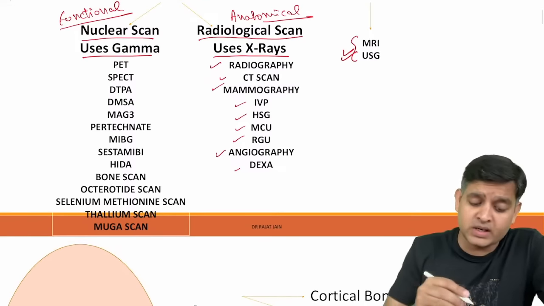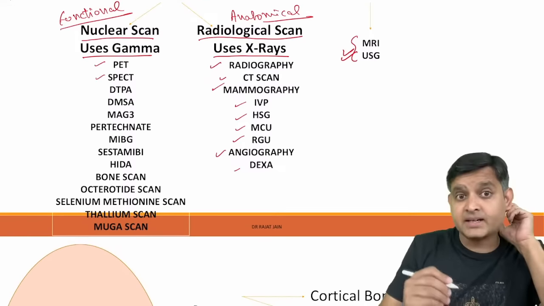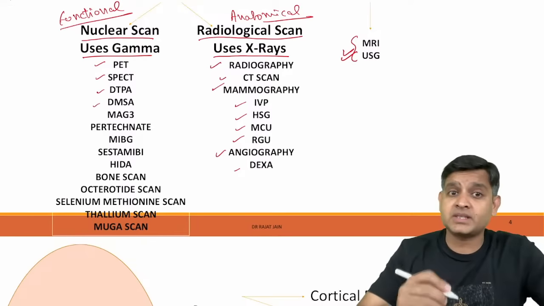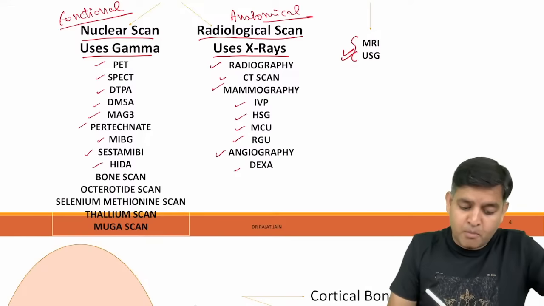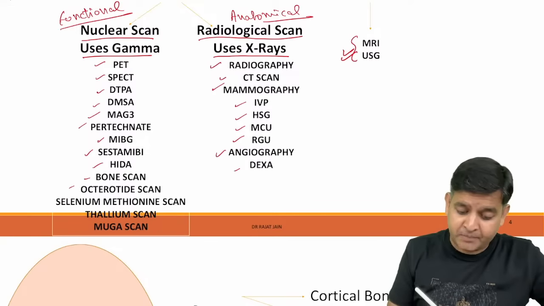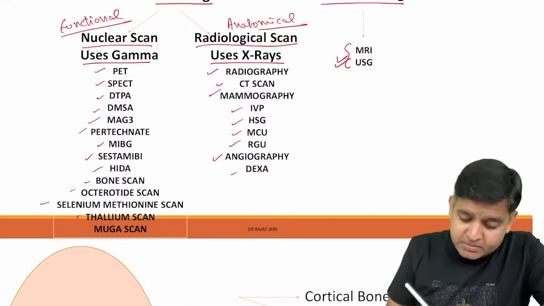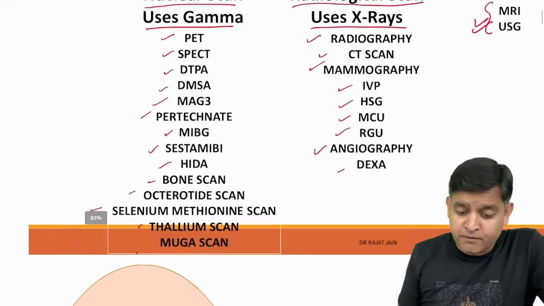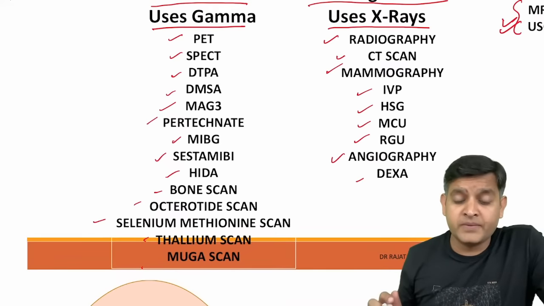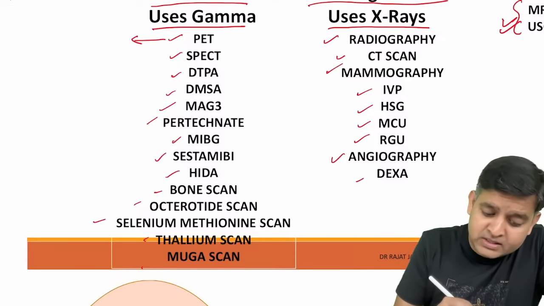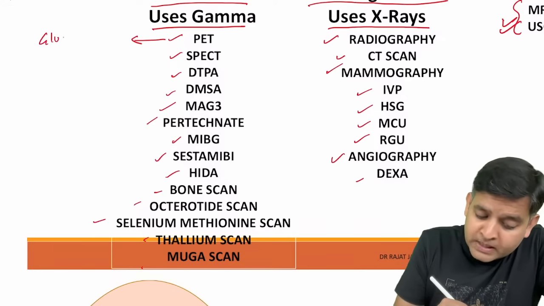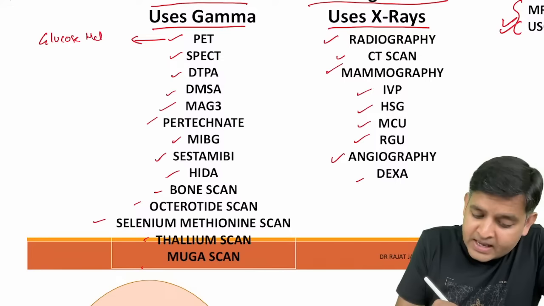What are the examples of nuclear scan? PET, SPECT, DTPA, DMSA, MAG3, pertechnetate, MIBG, sestamibi, HIDA, bone scan, octreotide scan, selenium methionine scan, thallium scan, and MUGA scan. So what is the first question that you need to remember? That these investigations are done for which disease? PET scan is done for glucose metabolism.